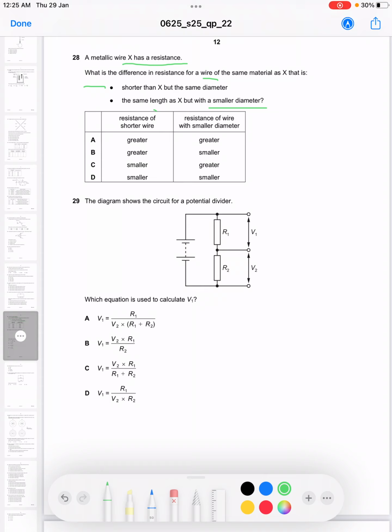Okay, so first I will write the equation for the resistance of a wire with the length and the area. The relationship is R equals rho L by A. So you can see R is directly proportional to L. R is directly proportional to the length of the wire and R is inversely proportional to the area. Area means the diameter or the radius squared, right?